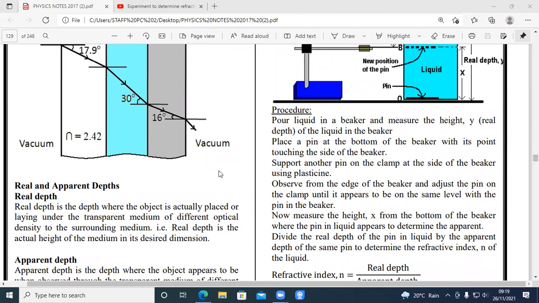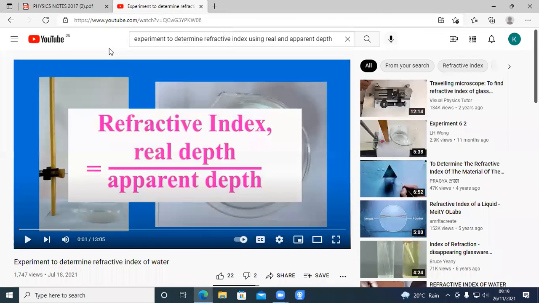But for the purpose of understanding the experiment better, let's watch this video. Let's watch this video clearly. Are we ready, members? Are we ready to watch the video? All right. So this video is going to summarize everything.